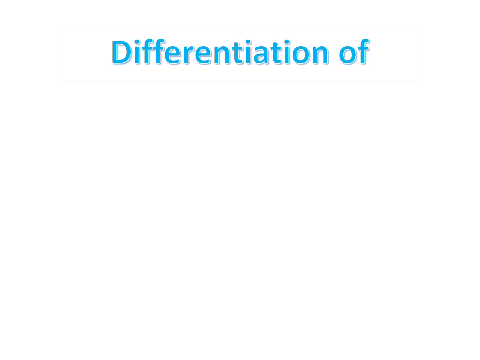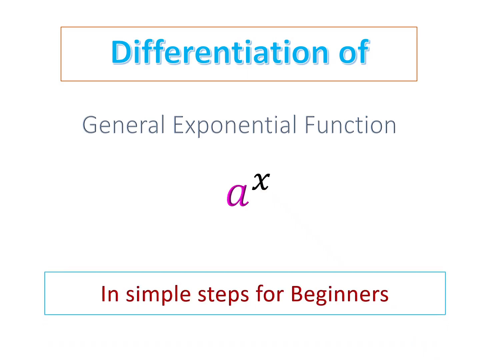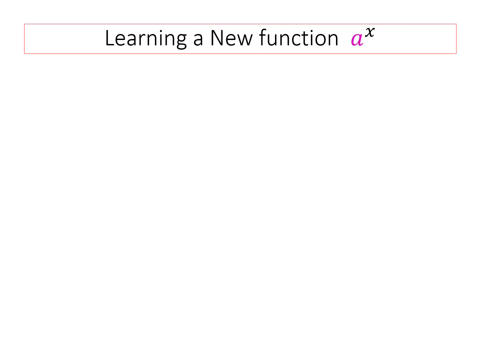Today we will discuss differentiation of a new function, the general exponential function, which is a to the power x. Here a is any constant greater than 1 and x is variable. In very simple steps for an absolute beginner. Learning a new function, a to the power x.